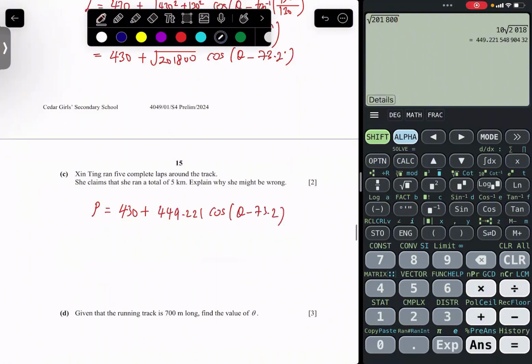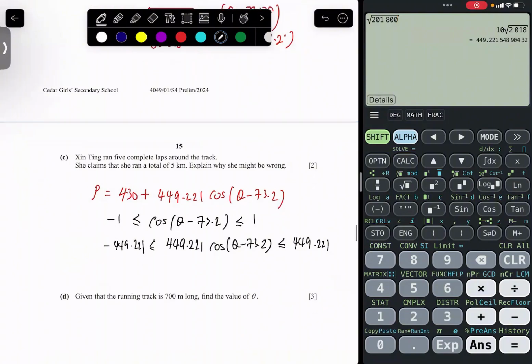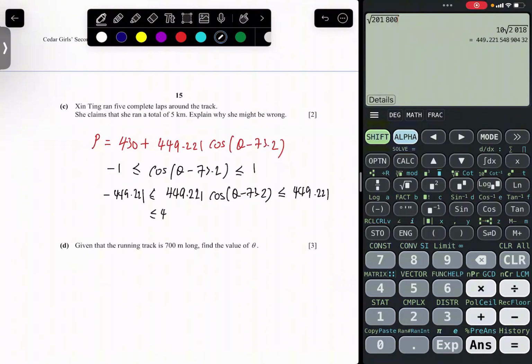Then we have to explain that cos theta minus 73.2 has to do with the maximum and minimum, right? So it is more than or equal to -1 and less than or equal to 1. If I multiply 449.221 to it, the range becomes 449.221 as the maximum and negative 449.221 as the minimum. But we know the perimeter cannot be negative, so we need to add 430 to it. So that means the maximum of one round can only be 879.